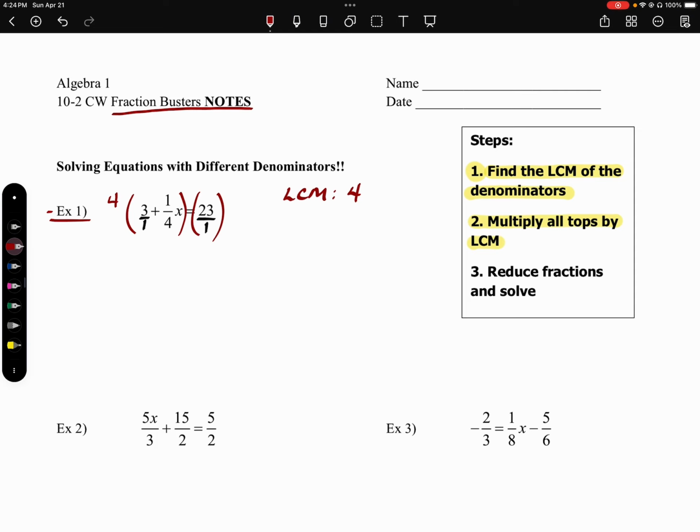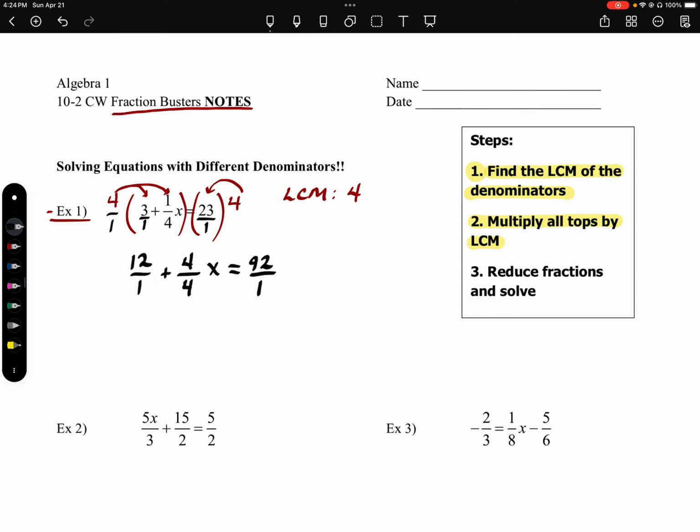So I'm going to multiply everything on both sides by 4. I'm going to do 4 times 3, which gives me 12, still over 1, plus 4 times 1, which gives me 4. That's still over 4, and then we have our x, and that should equal 4 times 23, which is 92, still over 1. Remember, when you're multiplying fractions, you only multiply numerators times numerators. You're not going to multiply that 4 times any of the denominators.